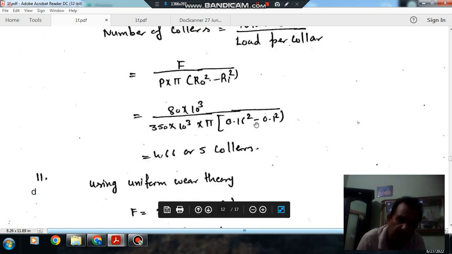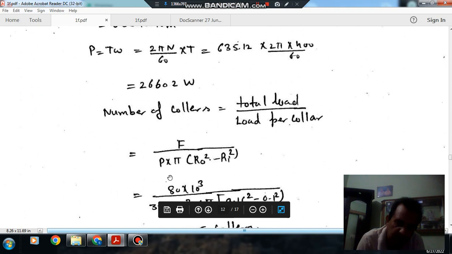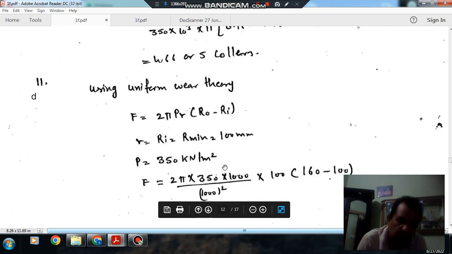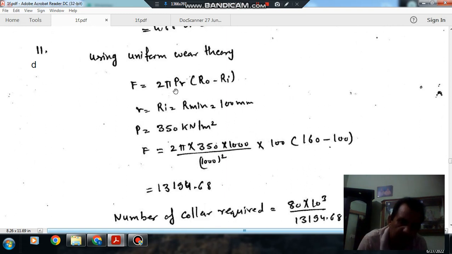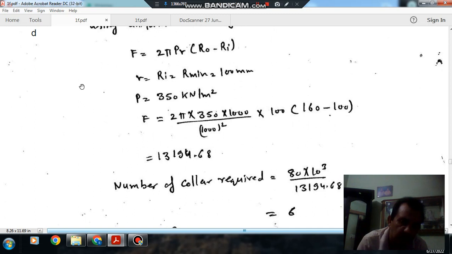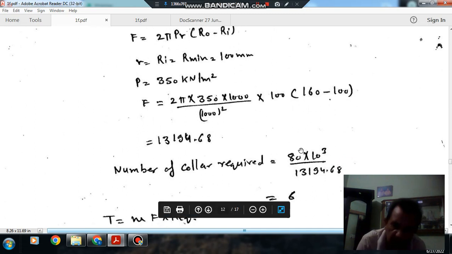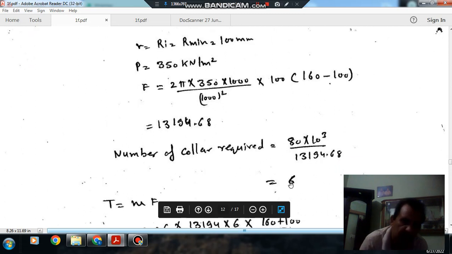So in uniform pressure theory, the total load will be calculated by keeping the pressure uniform and taking the area of one collar. And in uniform wear theory, the total load is calculated by this formula, taking maximum pressure at the inner radius and then 2 pi PR into R naught minus R. So that is the method to calculate force in the case of both theories. So that is the total load on the bearing, and the total load on one collar is this quantity. So the number of collars required is 6.